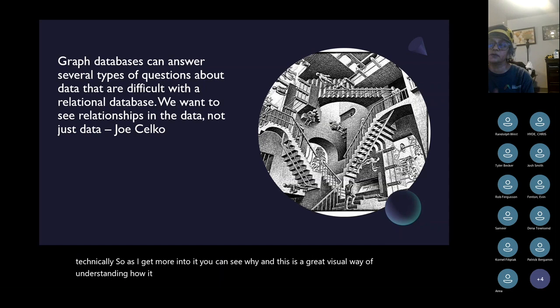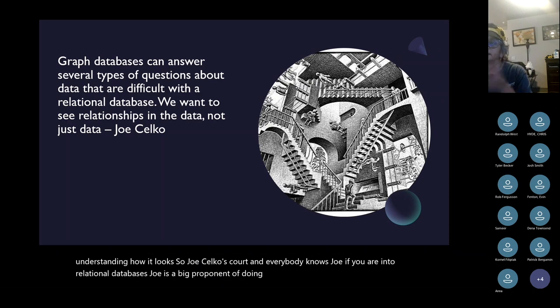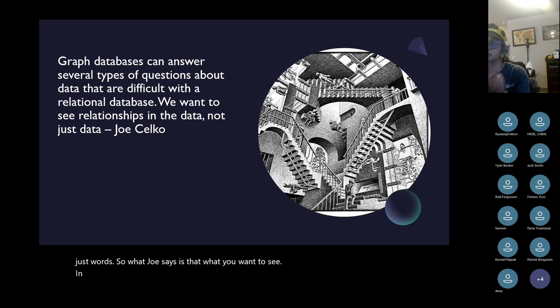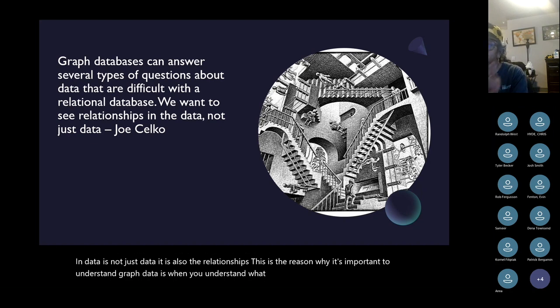So Joe Celko's quote, and everybody knows Joe, if you are into relational databases, Joe is a big proponent of relational theory, right? And these are Joe's words. What Joe says is that what you want to see in data is not just data, it is also the relationships. This is the reason why it's important to understand graph data, is when you understand what the relationships are about, not just the entities.